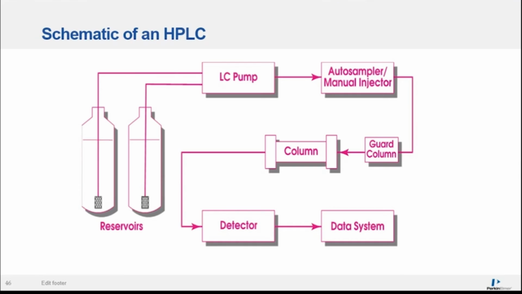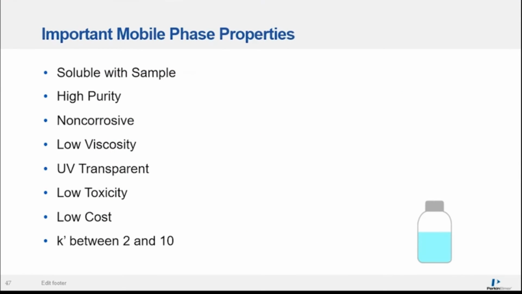What are some of the important properties of the mobile phase? First off, the sample must dissolve in it. You want to use high purity solvents, HPLC or LCMS grade. Your mobile phase should be non-corrosive. Hydrochloric acid is generally not a good mobile phase with a stainless steel system. You want low viscosity. Isopropanol is a fantastic solvent for reverse phase. However, the pressure would be so high.